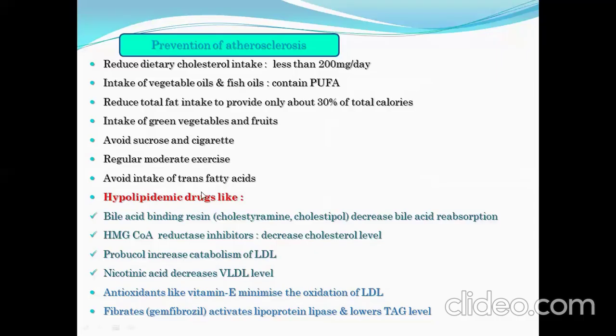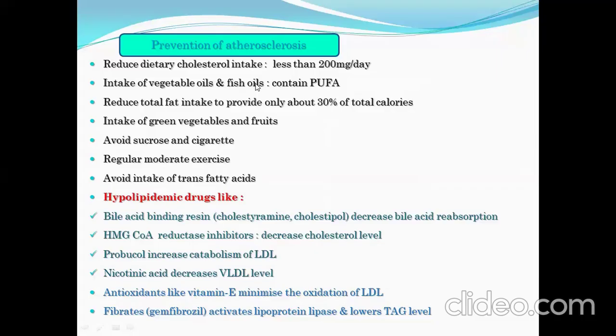So, intake of vegetable oils and fish oil. Rather than that, those who are vegetarian have to prefer flaxseed. They contain much more omega-3 fatty acid than fish oil. And that is also called a polyunsaturated fatty acid. They are good to our health. We can also call them essential fatty acids.